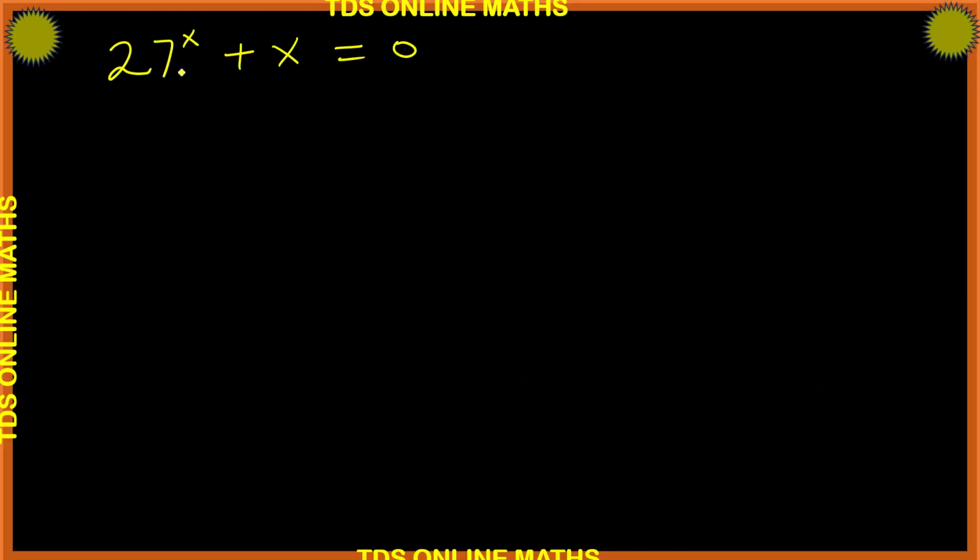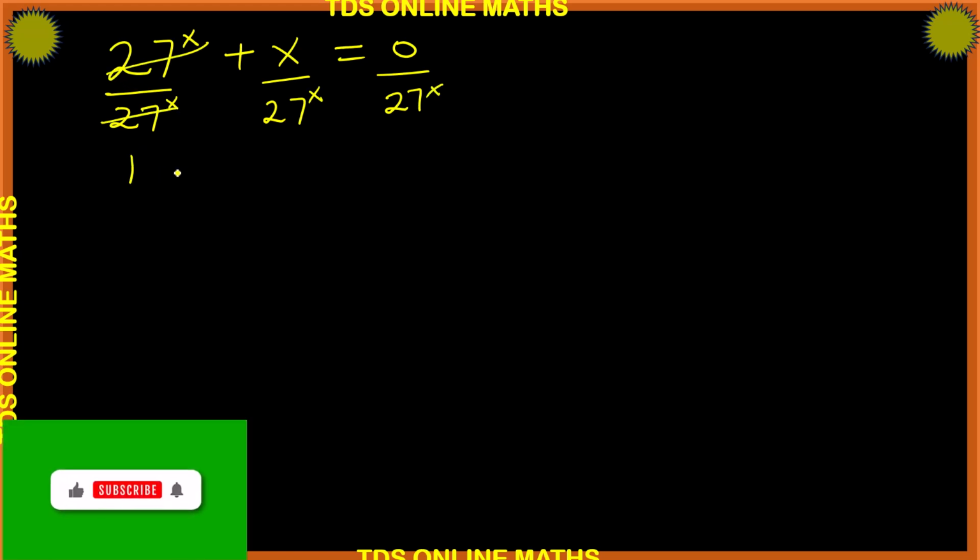We are given 27 exponent x plus x equals 0. All right. Now, let's divide each term by the first term. So this side will go to 1 plus x on 27 raised to x equals 0.